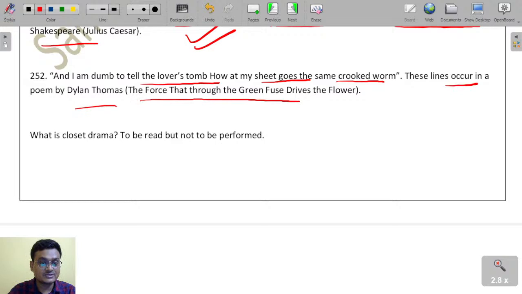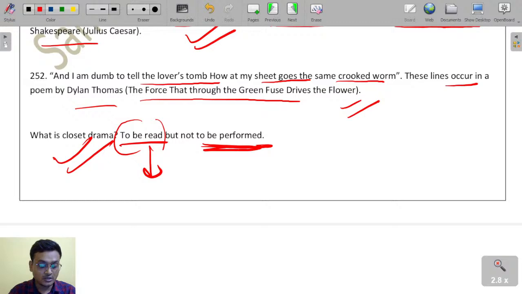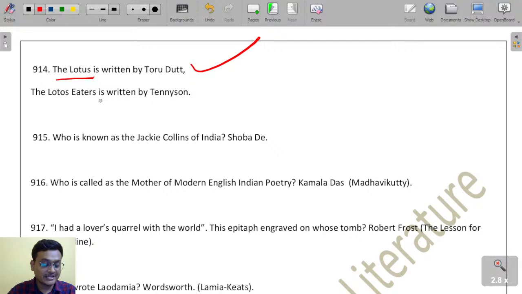What is closet drama? Very important. It is to be read but not to be performed. That is called closet drama. The Lotus is a poem by Toru Dutt, whereas The Lotus Eaters is a poem by Tennyson.